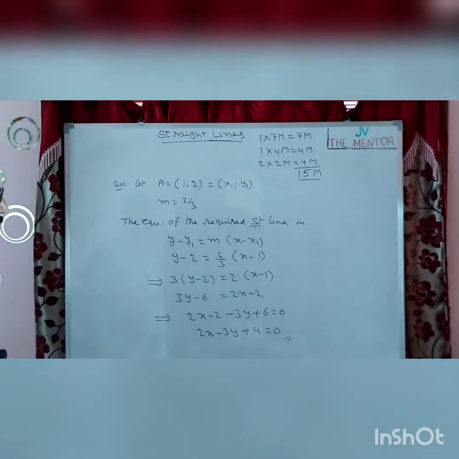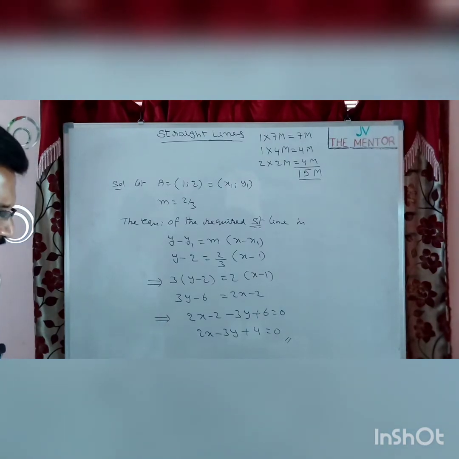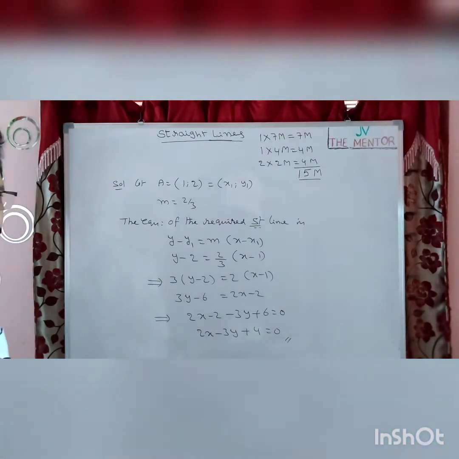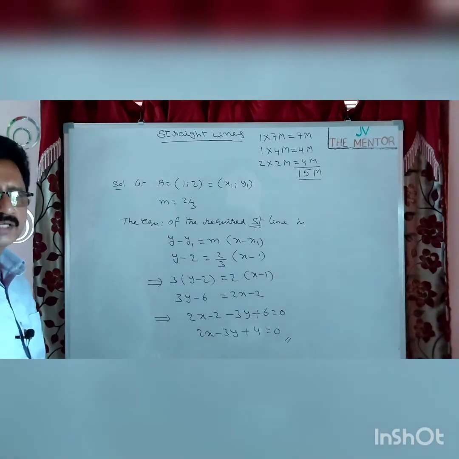So this is the equation of the required straight line. Okay, write down. Next we will discuss the equation of the straight line passing through 2 points.